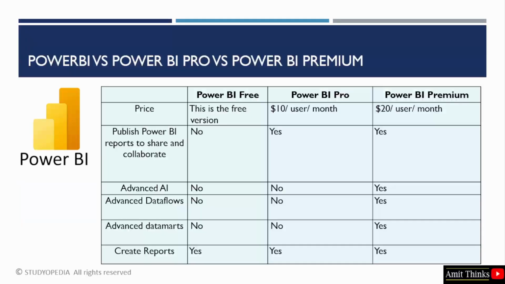Now here it is. First comes your free account, then you have Power BI Pro at $10 per user per month. Then you also have Power BI Premium at $20 per user per month. The difference is that the higher-priced one will have all the features, obviously. But if you are starting with Power BI, go for the free version, and in this tutorial we'll be covering only the free version.